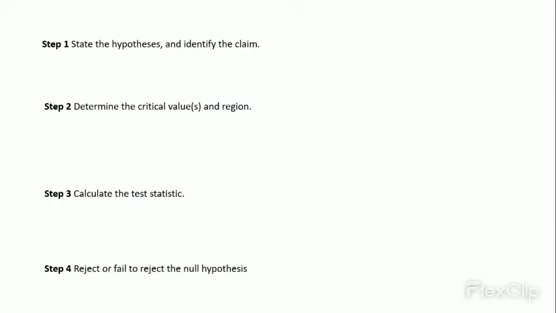Finally, reject or fail to reject the null hypothesis. If the statistic occurs in the critical region, we will reject. If it does not, we fail to reject, and we can say that we haven't proof to reject or accept.